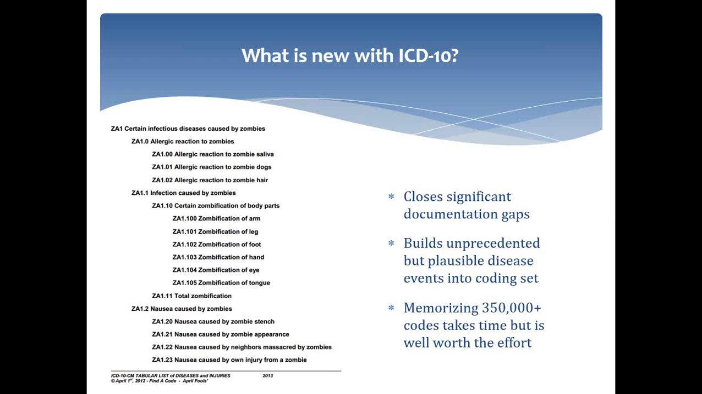So one of the reasons we have ICD-10 is to make sure we cover everything. And so they thought that in the event of a zombie apocalypse, it would be useful to have codes that covered the potential health complications related to zombie-related incidents. And so I wanted to introduce you to this concept. You'll also notice at the very bottom of that list, this was released on April 1st of 2012 by Find a Code.